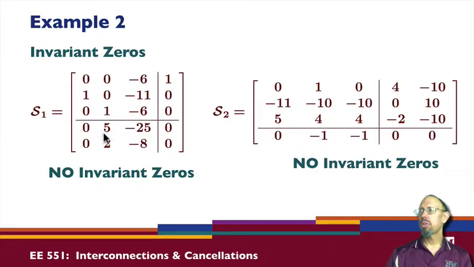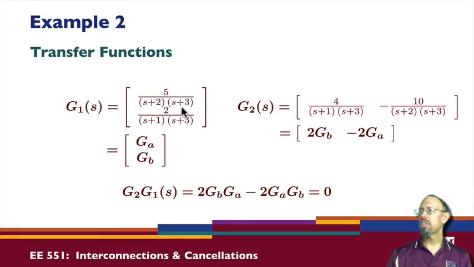So if we look at the original systems, this system has no invariant zeros. This system has no invariant zeros. If we look at the transfer functions, this system has a transfer function given here. This system has a transfer function given here. So notice that these two transfer functions are GA and GB, which are multiples of each other.